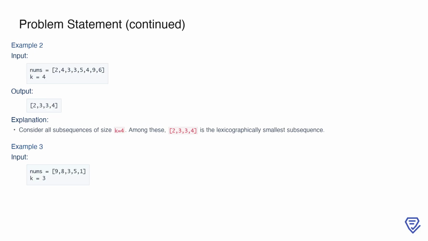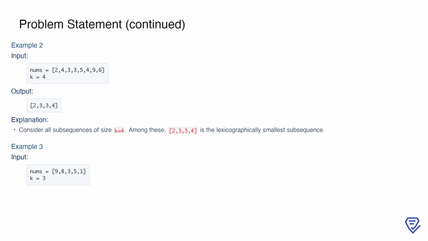Let's consider another example to solidify the concept. Here, the input array is nums equals [2, 4, 3, 3, 5, 4, 9, 6], and k equals 4. Our goal is to find the most competitive subsequence of size 4. If we evaluate all possible subsequences of this size, we find that [2, 3, 3, 4] is the lexicographically smallest. This means that when comparing this subsequence with all others, [2, 3, 3, 4] is the most competitive. Therefore, the output in this case is [2, 3, 3, 4].